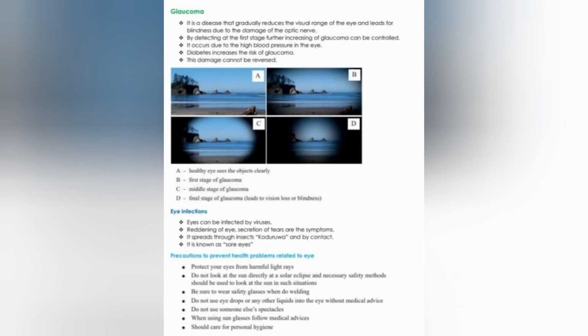It occurs due to the high blood pressure in the eye. Diabetics increases the risk of glaucoma. This damage cannot be reversed.